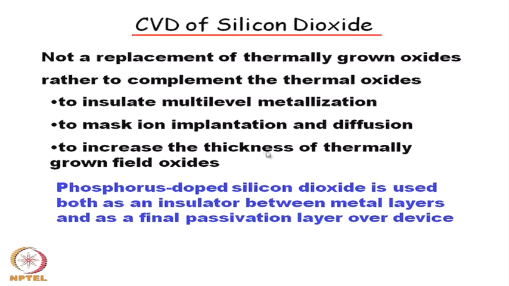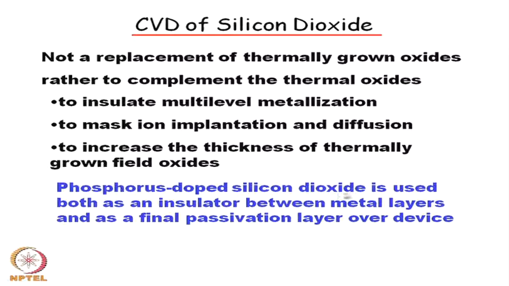This is a very important issue: in thermally grown field oxides the thickness is very small. So, if you want to increase the thickness, you have to go for the CVD process. CVD means chemical vapor deposition. Now, this CVD of silicon dioxide is obviously not as good as the thermally grown, but even then it will serve various purposes of semiconductor processing technology.